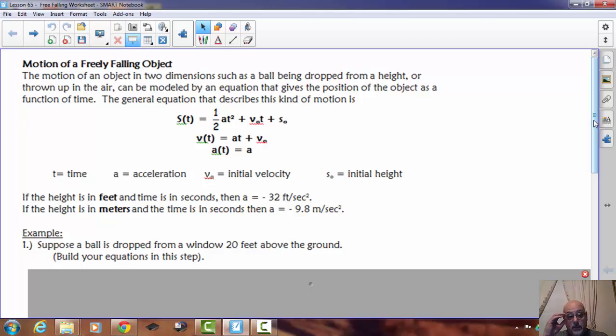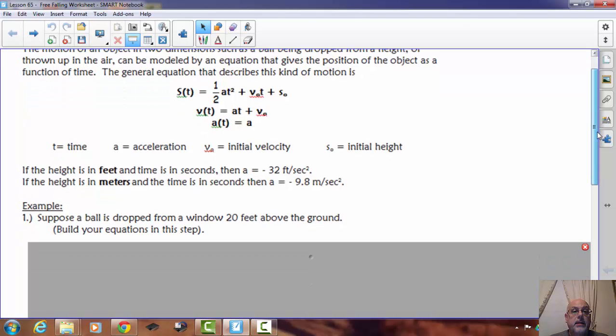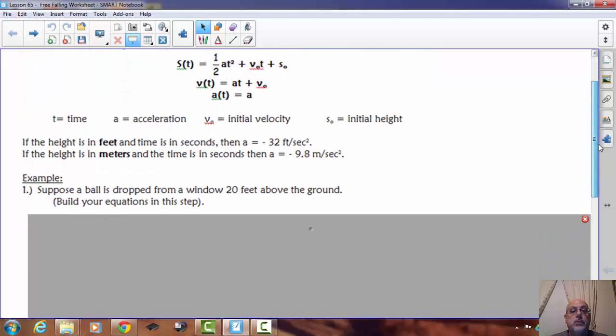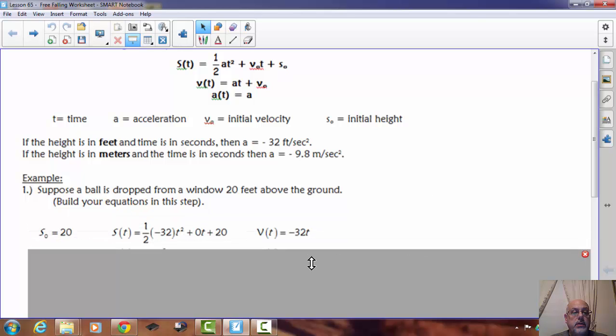Okay. So suppose the ball is dropped from a window 20 feet above the ground. You have to build the equations in this step, the S of t and the V of t, etc. In these problems, you have to build your own equation. So let's take a look at this. The ball is dropped from a window 20 feet above the ground. So that's your initial height, your S sub 0, which is the last term in the equation. So if we build this equation, S sub 0 is 20.